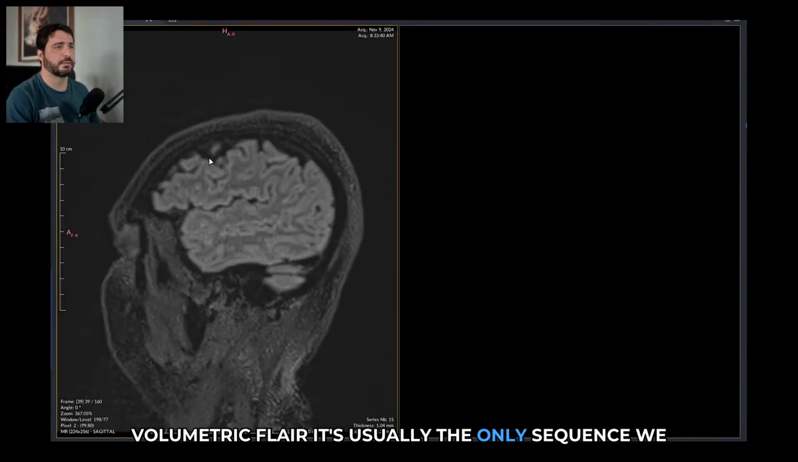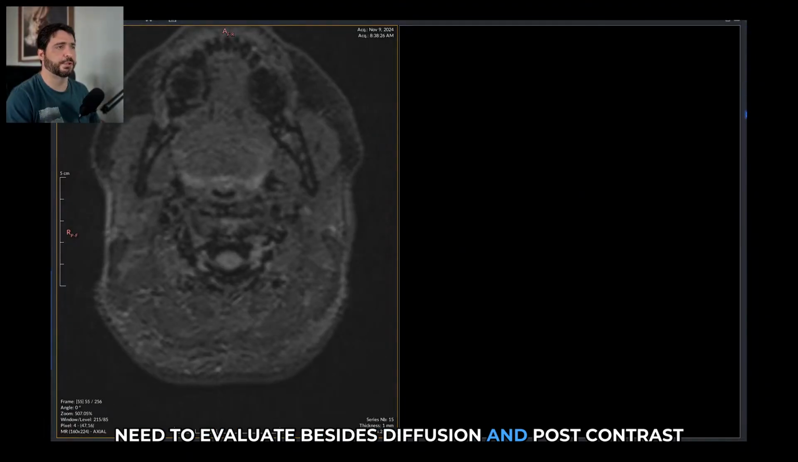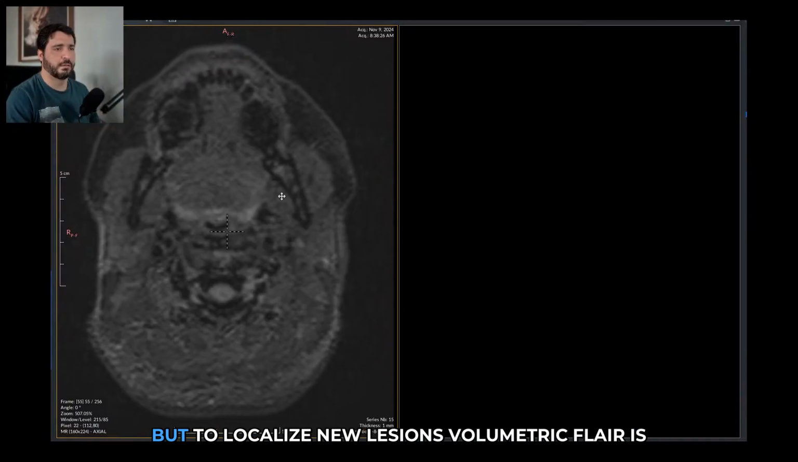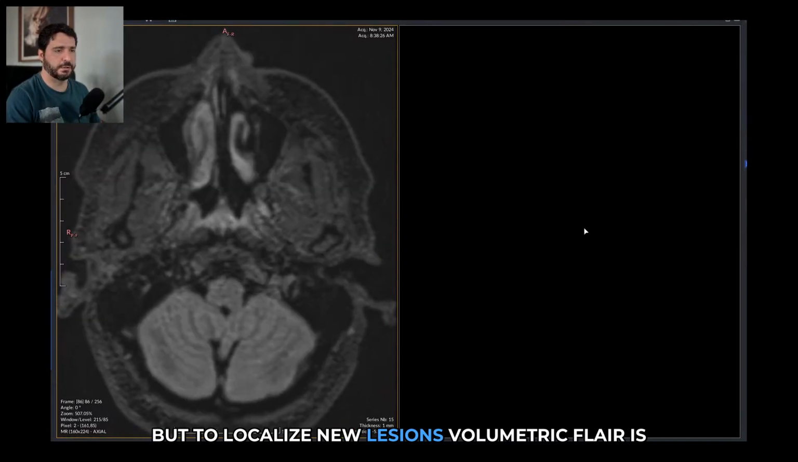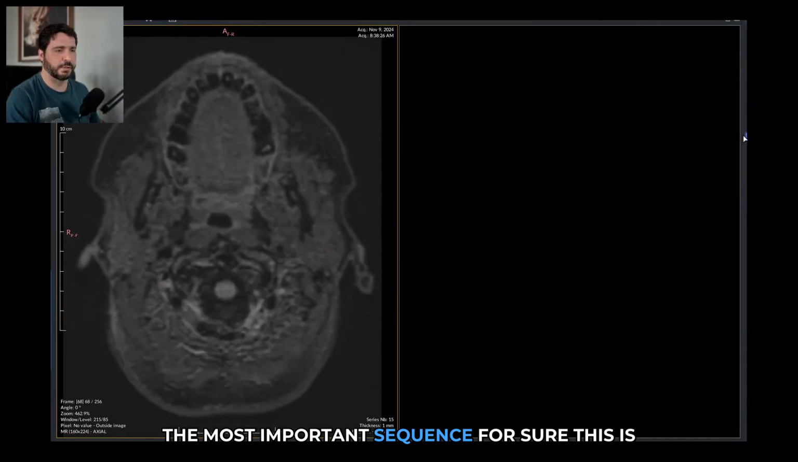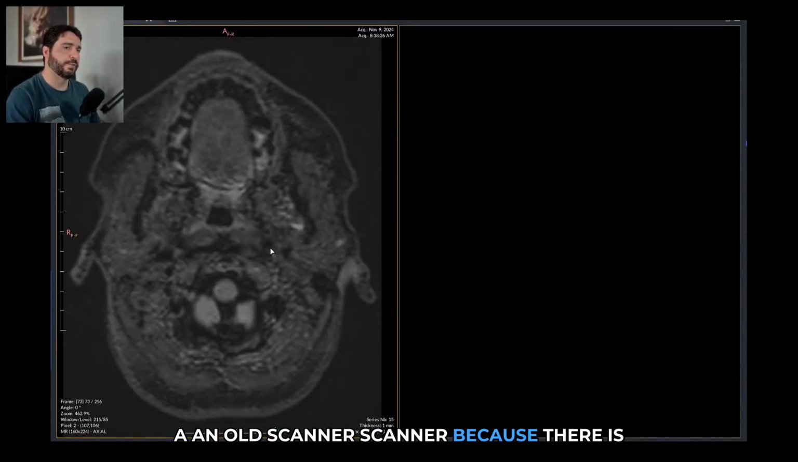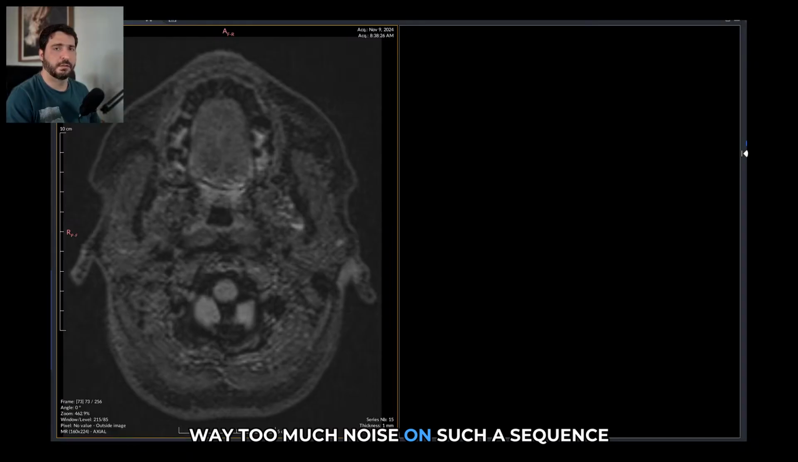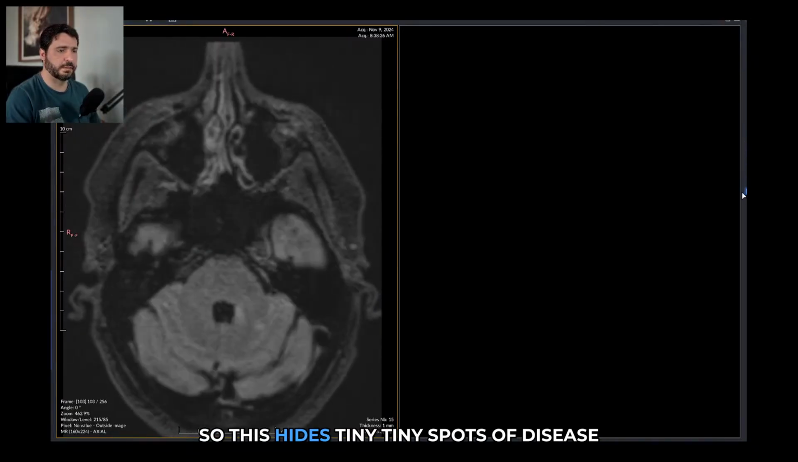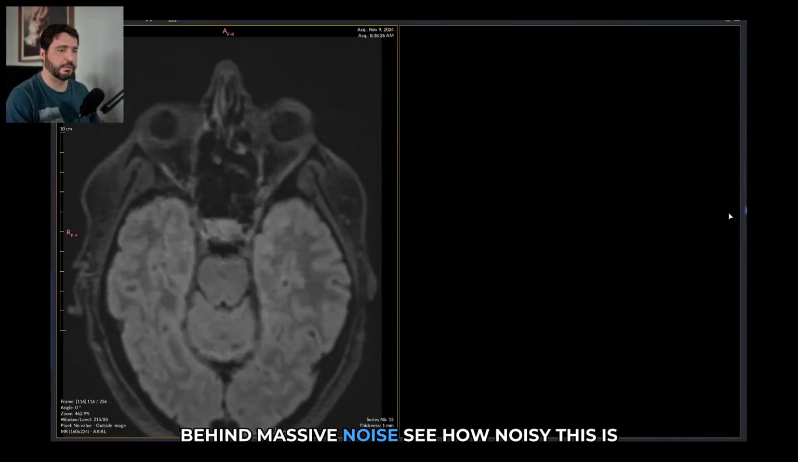It's usually the only sequence we need to evaluate besides diffusion and post-contrast. But to localize new lesions, volumetric FLAIR is the most important sequence for sure. This is a noisy scanner, because there is way too much noise on such a sequence. So this hides tiny spots of disease behind massive noise.